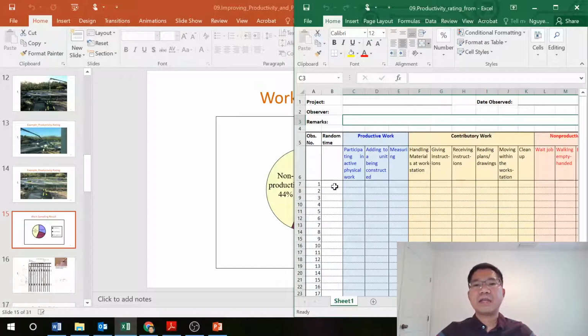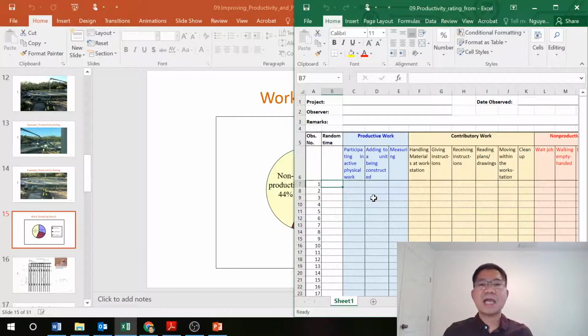Then at random times, say you start at 9, you can record every 15 seconds, 20 seconds or 30 seconds, it's your choice. Within an hour, it's easy to get hundreds of observations. If you have 4 members, it's easy to get more than 384 observations, which is the sample size needed for your semester project.